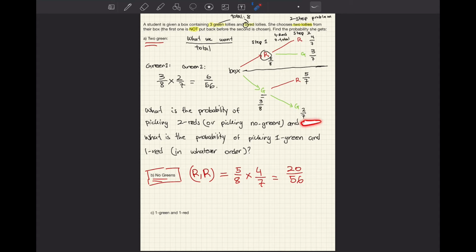The way we can use the tree diagram to solve for one green and one red, we multiply for these two branches because they happen after each other. So this branch happens first, and that probability is 3 on 8. And then what we need to find is the probability that red will happen after this green. It's the probability of the first step multiplied by the probability of the second, because it's a two-step problem.